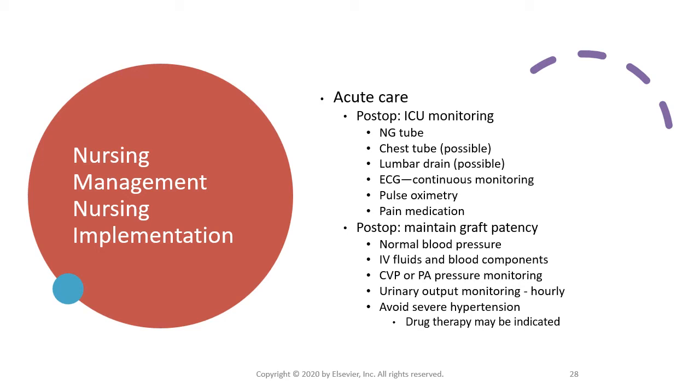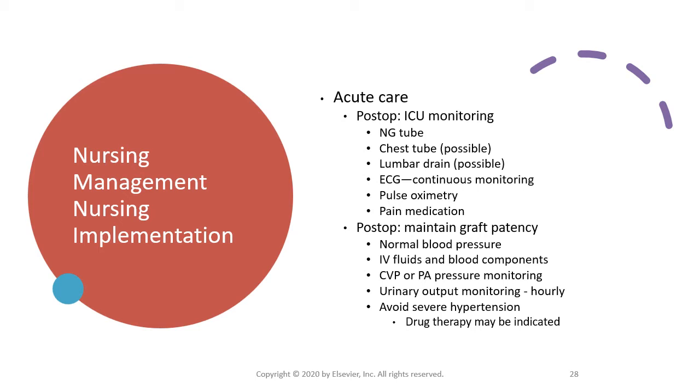The patient needs continuous ECG and pulse oximetry monitoring. If the thorax is open during surgery, chest tubes will be in place. The patient may have a lumbar catheter draining cerebrospinal fluid to prevent neurological deficits. Pain medication is given via subcutaneous infusion into sites, epidural catheters, or IV patient-controlled analgesia.